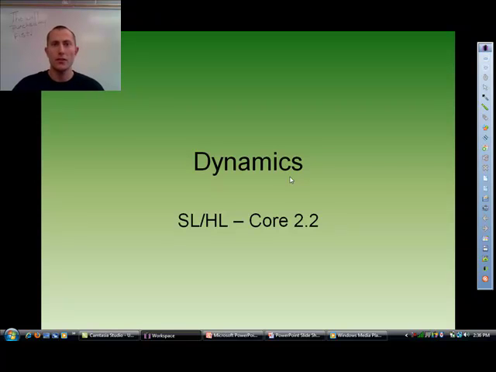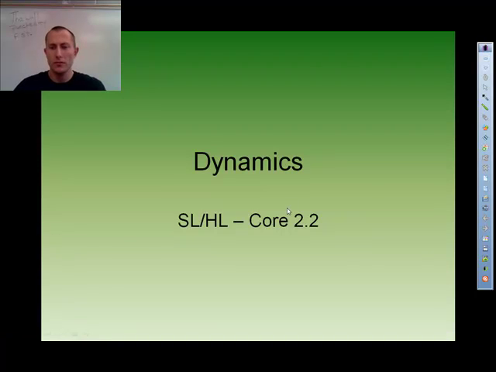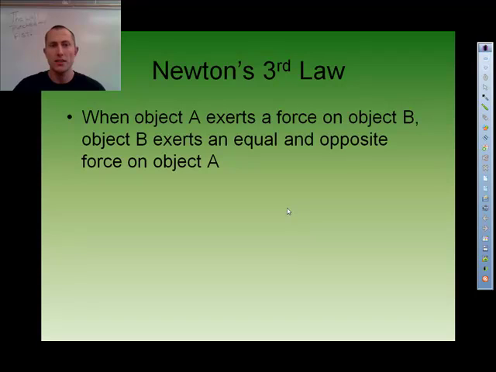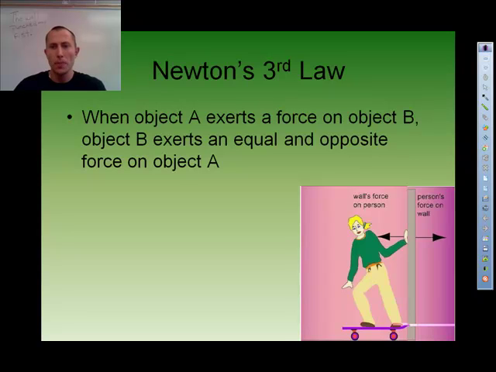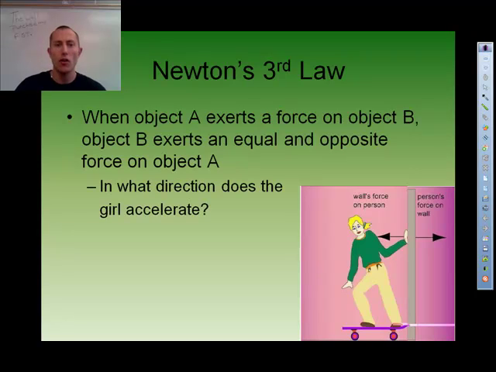This is the third segment on Newton's laws. In this segment we're going to discuss the third law. Newton's third law simply states that for every action there's an equal and opposite reaction, or another way to say that is that when object A exerts a force on object B, object B exerts an equal and opposite force back on object A. So when someone pushes on a wall, the wall is pushing back on them.